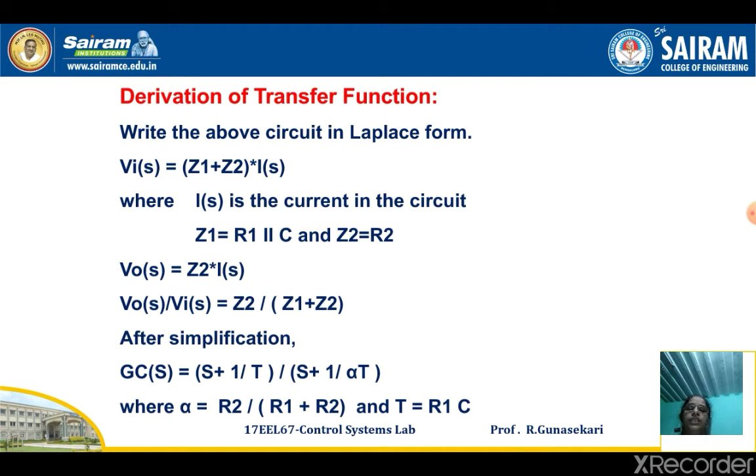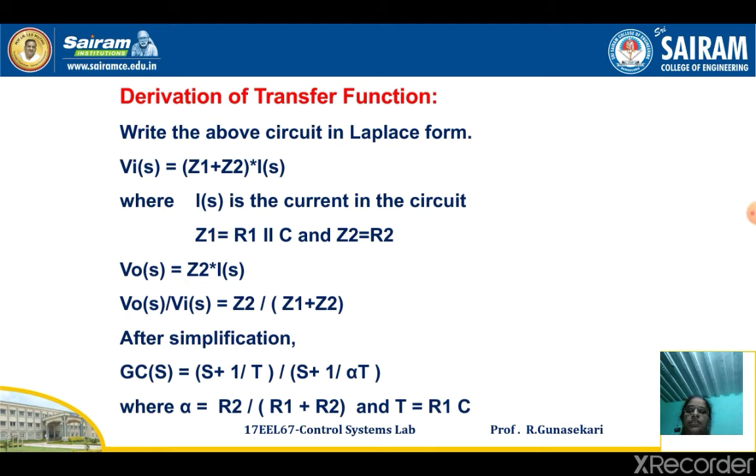First write the above circuit, the RC lead network, in Laplace transform, that is Vi(s), the input voltage after taking the Laplace transform, equal to (Z1 plus Z2) multiplied by I(s), where I(s) is the current in the circuit. Z1 is R1 parallel with capacitor C and Z2 equals R2. Output voltage V0 after taking the Laplace transform, V0(s) equals Z2 times I(s). V0(s) divided by Vi(s) is equal to Z2 divided by (Z1 plus Z2).